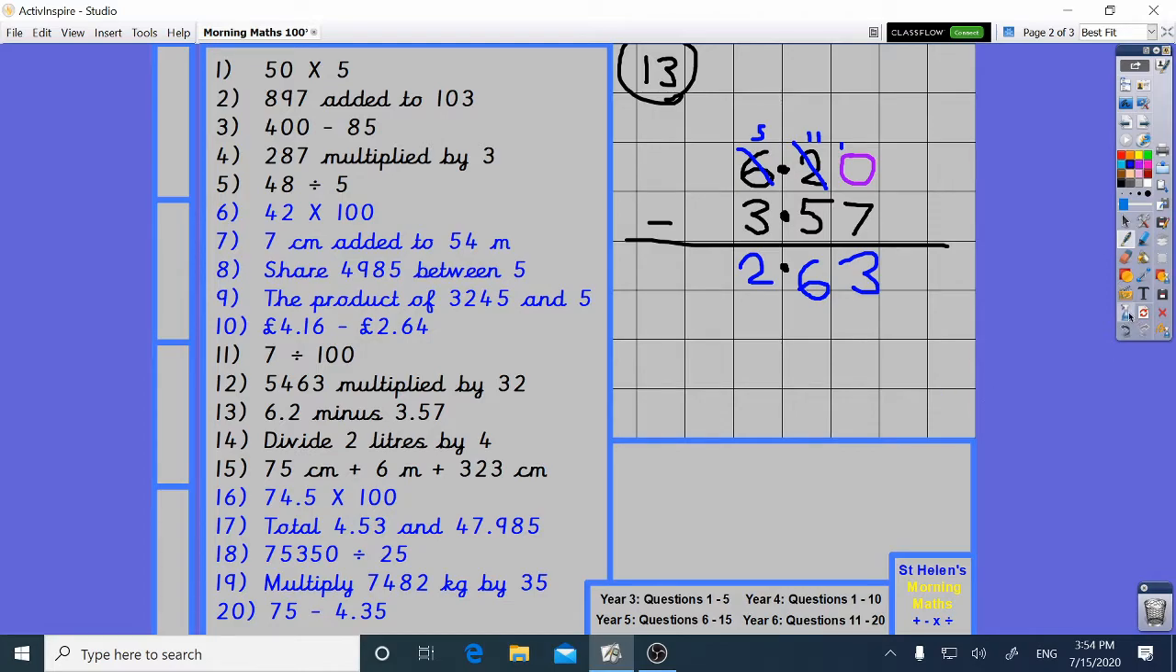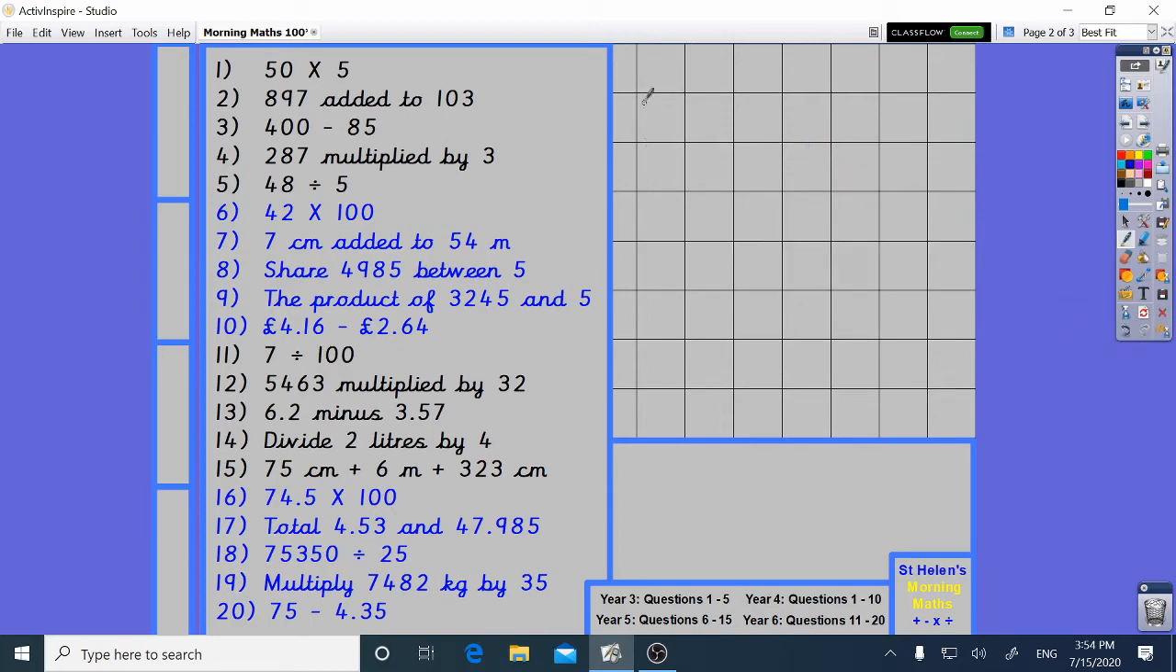And we're on question 14. Divide 2 litres by 4. I think the easiest way of doing this is change the litres into millilitres. 1 litre is 1,000 millilitres, so 2 litres is 2,000 millilitres. 2,000 is easy to divide by 4 on the bus stop.